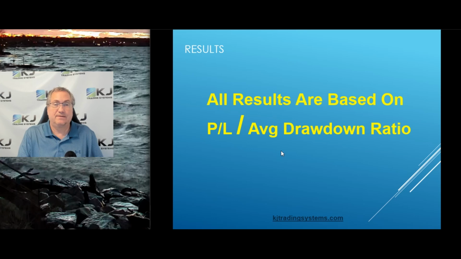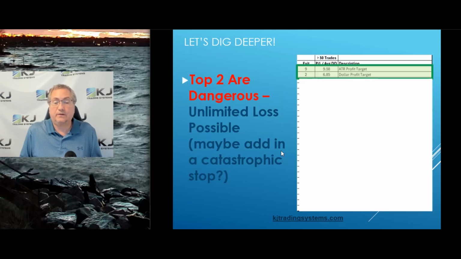Then what I did, I put that all together, let it run, and then I analyzed it based on profit and loss divided by the average drawdown. That seems to be a pretty good metric that encompasses both the profit and the risk, which I measure by average drawdown. So, here are the results.